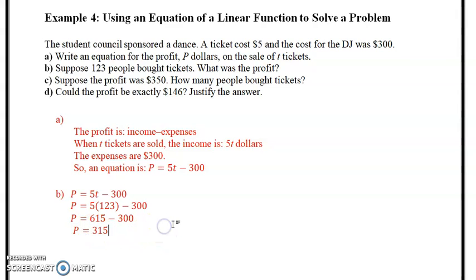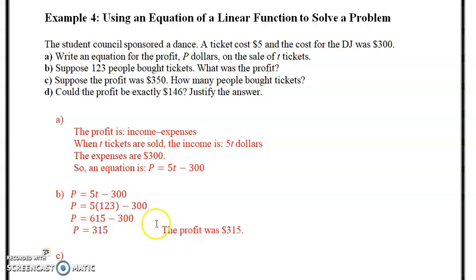So what does that mean? Right, you want to write a sentence because it says, what was the profit? The profit was $315, right? Because they sold 123 tickets at $5 a ticket, which equaled $615. We subtract the DJ cost off, which gives you a profit of $315.